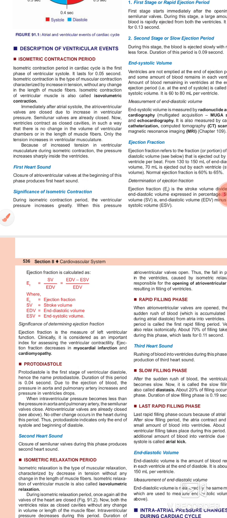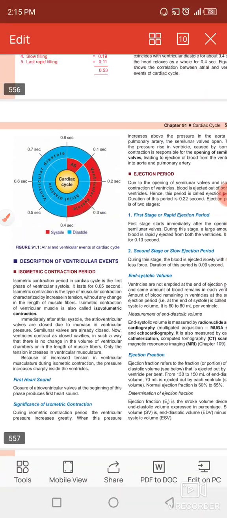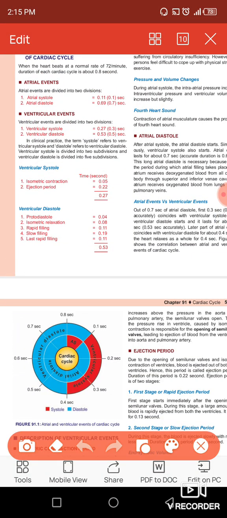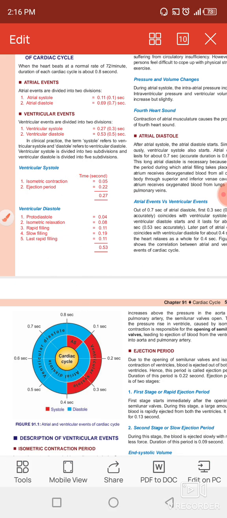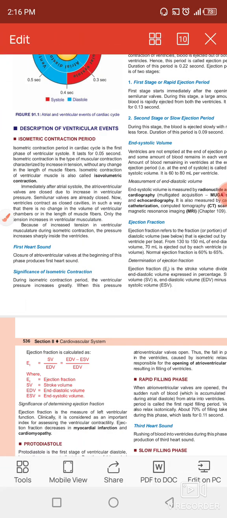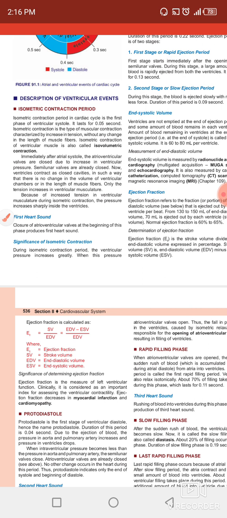So in the ventricular events, as you can see here, the ventricular events are composed of two further events, which are ventricular systole and ventricular diastole. And ventricular systole is again composed of the isometric contraction and the ejection period. So now let's discuss it. First is the isometric contraction period.